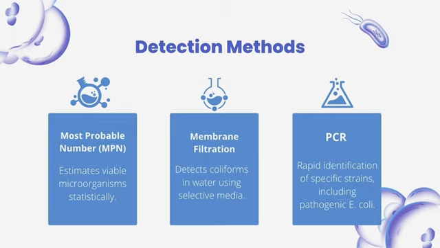Two, we have membrane filtration. It detects coliform in water using selective media. So if we suspect that this water might be contaminated, we use selective media and we culture the water in it to see if this water is contaminated or not. PCR is rapid identification of specific strains, including pathogenic E. coli. It's a really simple machine that we just add our sample in, and it will specifically tell us what kind of strain of bacteria are in our food, if there is any contamination.